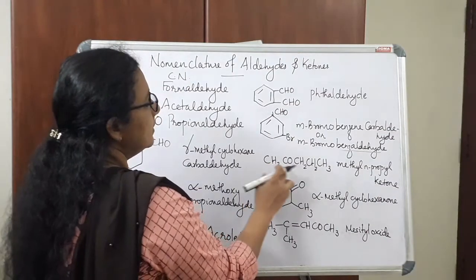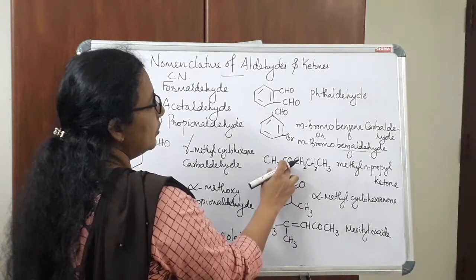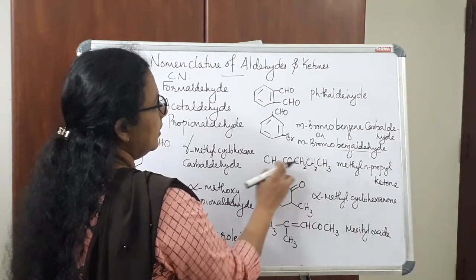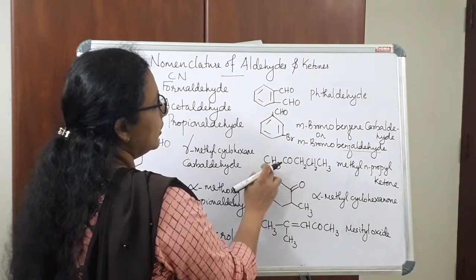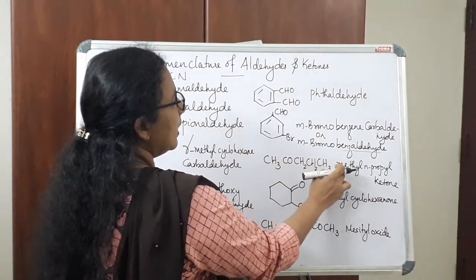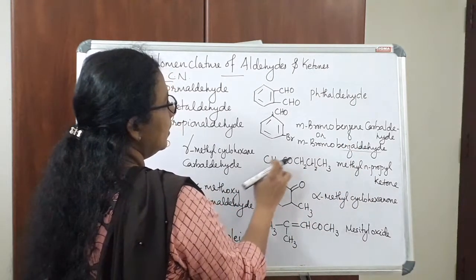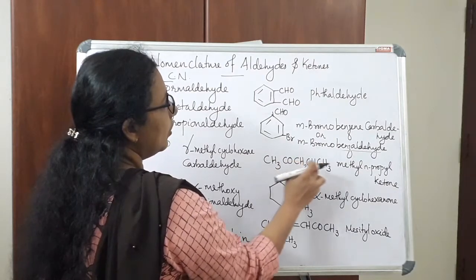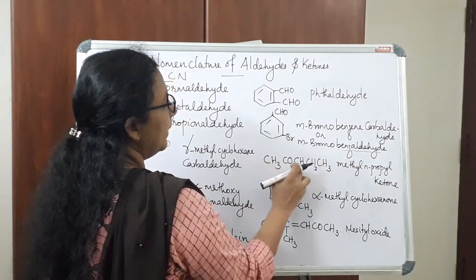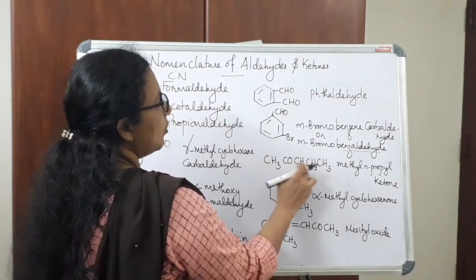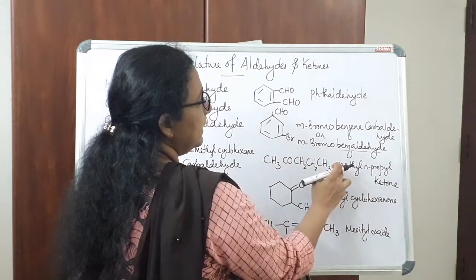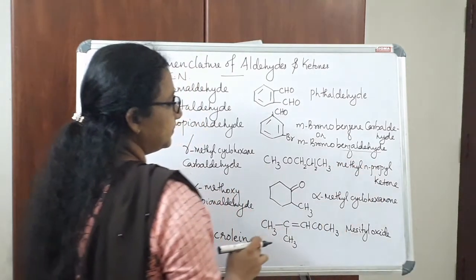Then the next one is a ketone. A CO group, the carbonyl group, is there. It's a ketone, and on both sides there are alkyl groups. So we will write the common name like alkyl ketone. We should write both alkyl groups in alphabetical order. Here there is a methyl group and here it is a normal propyl group. M comes first, then P. So it will be methyl normal propyl ketone.